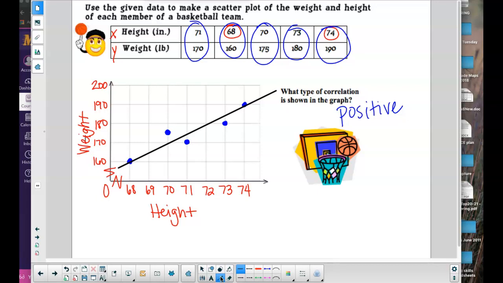Right around 180. Would you agree with that? 72 inches is right here. If I follow it up, it's right in here, which is right around 180. 175, 180, somewhere in there. Okay, that would seem to make sense. What if somebody was 69 inches tall? About how much would they weigh?